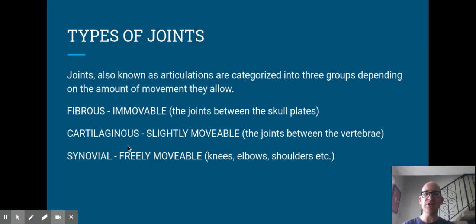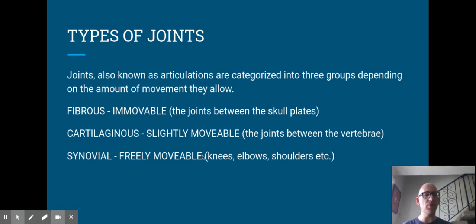Next up is a cartilaginous joint. These are slightly movable, but they do not have a large range of motion. So again, we're staying with best examples. Best example is the vertebrae and the spine. They are pretty much stacked on top of each other, but there is some movement, right? So you can bend your back. It's not completely fused.